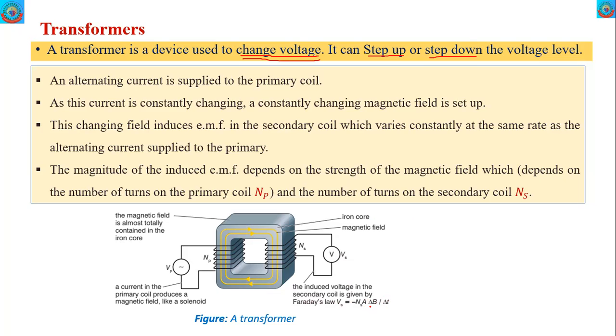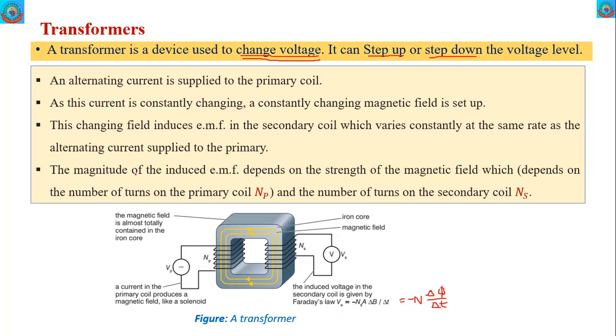The rate of change of magnetic field, minus N times delta phi over delta t, minus E. This means that Vs is equal to the induced electromotive force, which is induced from here.